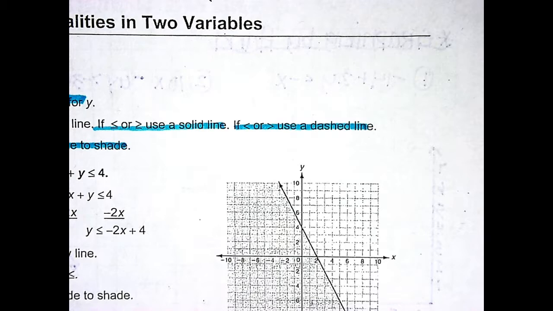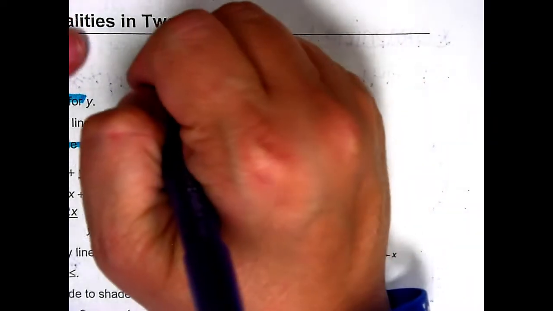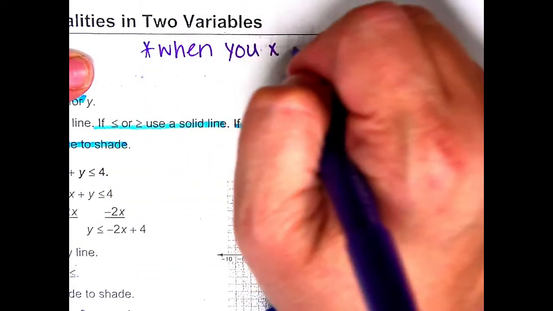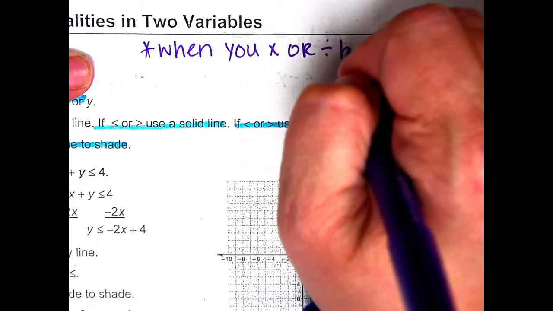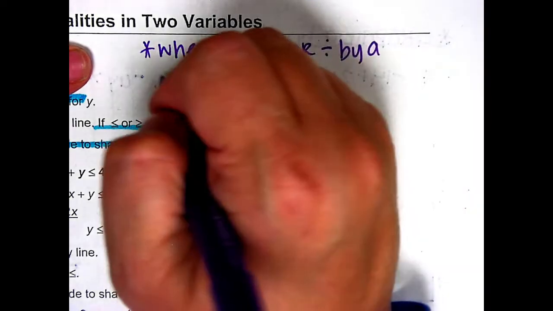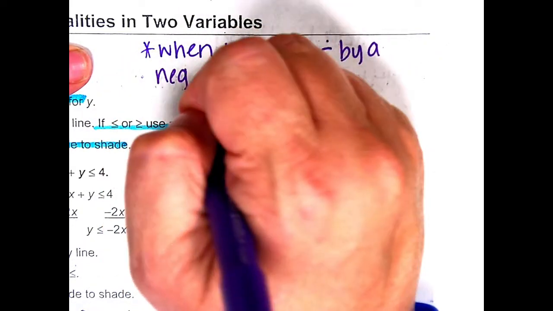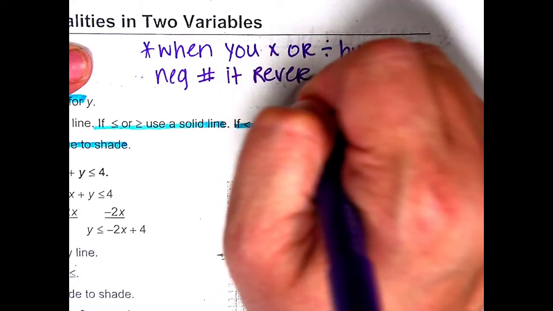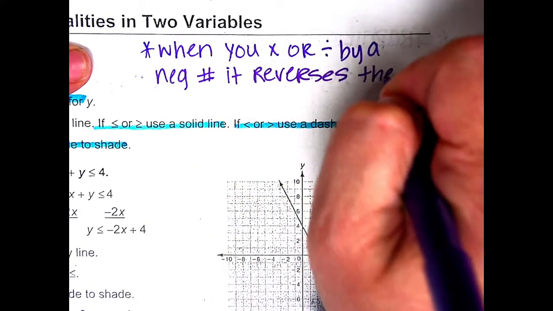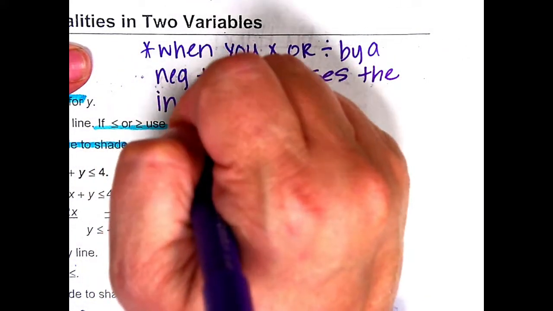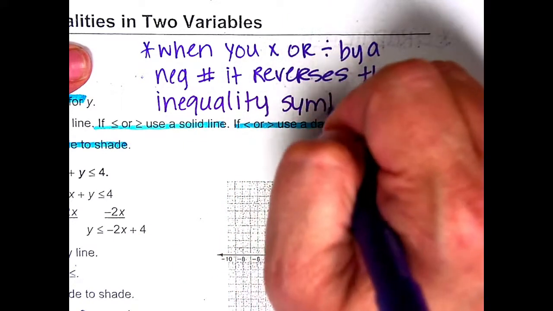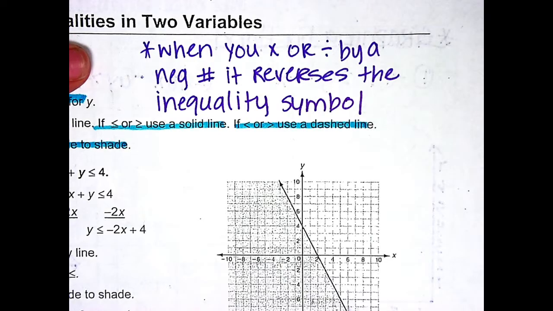One thing that I want to mention and maybe add to the notes real quick is that don't forget when you multiply or divide by a negative number, it reverses the inequality symbol. Okay.